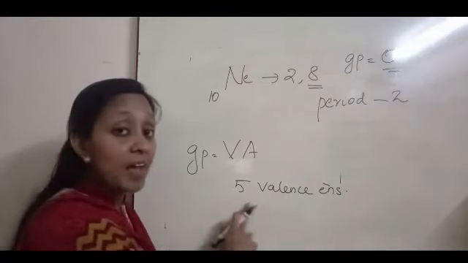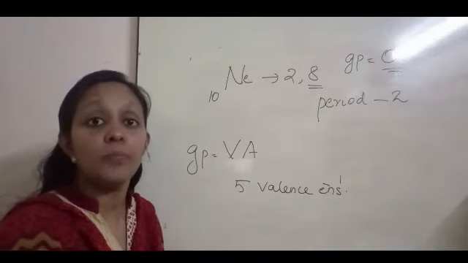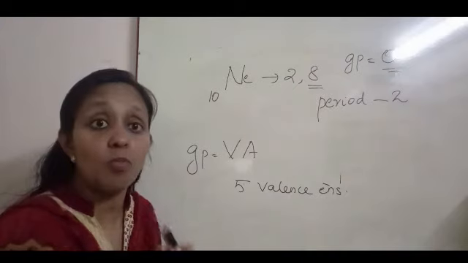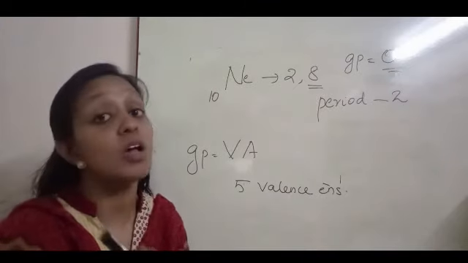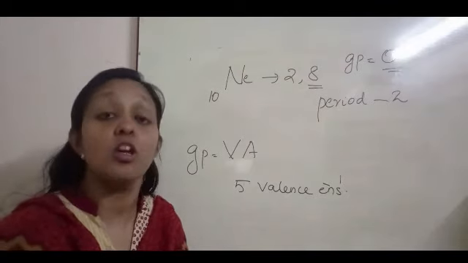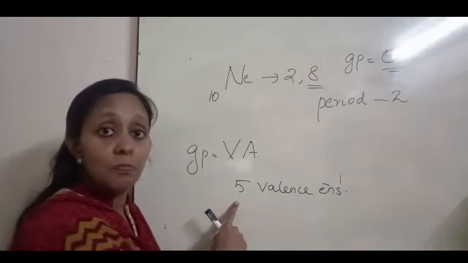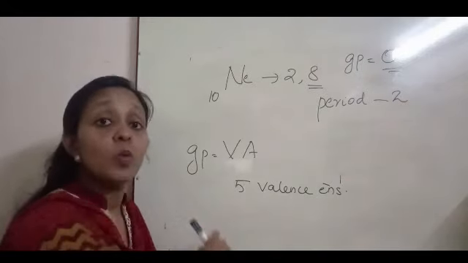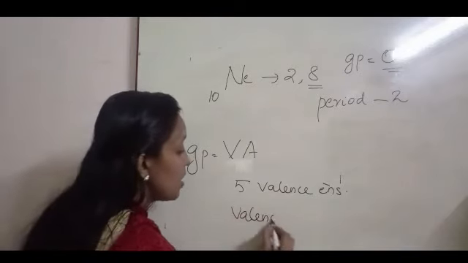There will be 5 valence electrons. To attain a stable configuration, it has to accept 3 more electrons. As it accepts 3 more electrons, what will happen? It will get a stable electronic configuration. So, the valency of the element belonging to group number 5A will be 3.